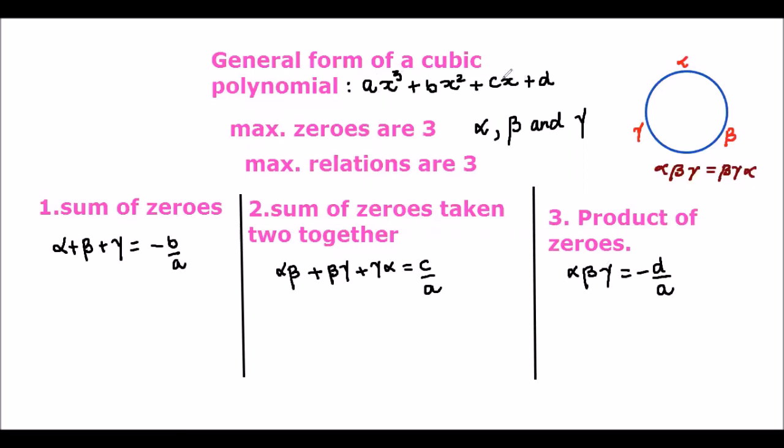It always moves in a pattern, whether it is a cubic polynomial or a biquadratic. Same way you will proceed. So children, this is the first relation: sum of the roots is equal to minus b by a. Sum of the zeros taken 2 together will be c by a. The third relation will be negative, and you take 3 together: alpha beta gamma is equal to minus d by a.